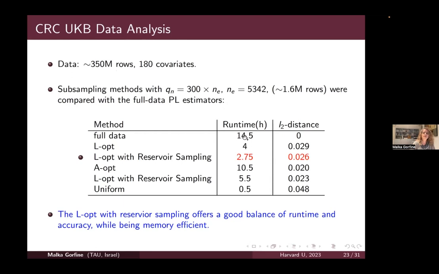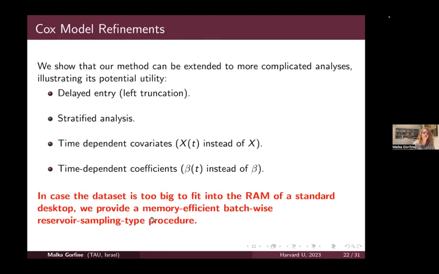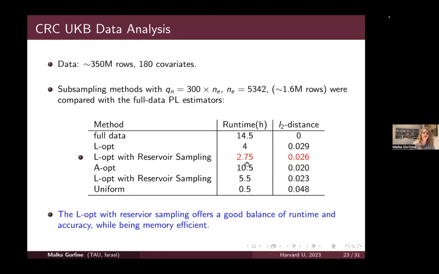So the full data analysis runtime is above 14 hours. L-optimality criteria takes 4 hours. L-optimality with the reservoir sampling that I mentioned before, without going into details, took less than 3 hours. A-optimality took much longer than L-optimality, as expected. The L-optimality with reservoir is now not bad. The uniform sampling is only half an hour.